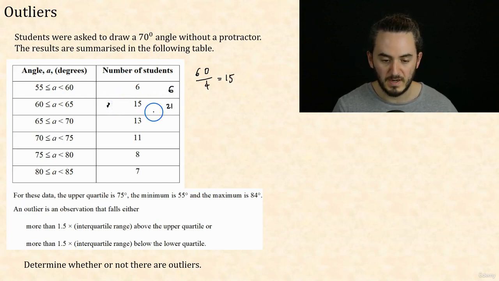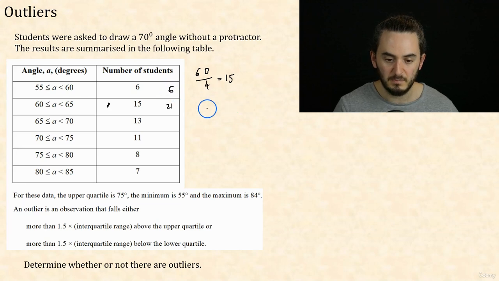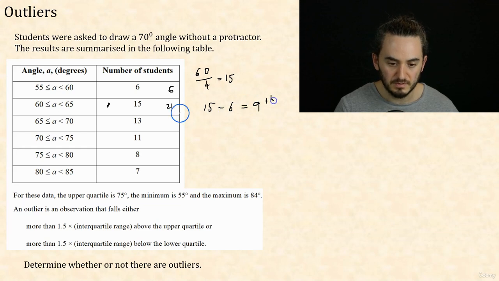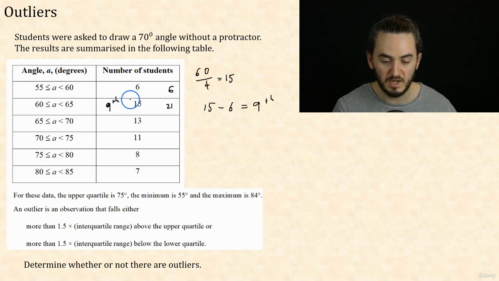Now, what fraction of the way into the group were they? Well, I had 6 students so far. So how many more do I need to get to the 15th? Well, it's going to be 15 minus the 6 I've already got. So it's the 9th student in this group, which is going to be my lower quartile student.